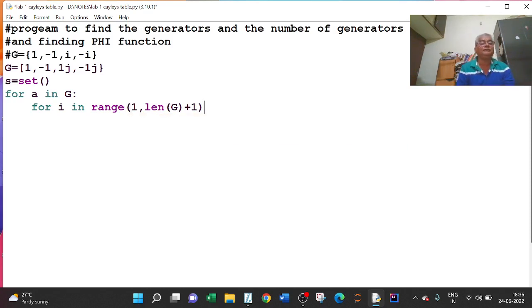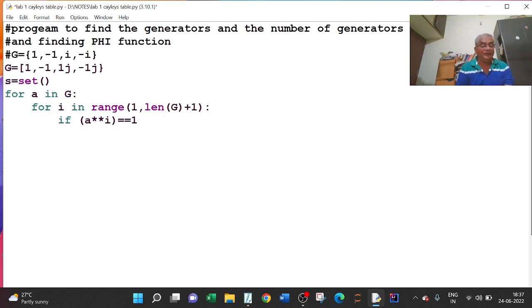Because if I use a for loop, it starts from 1 and takes values up to 1 less than the end, so I have to go up to 4 times here. Therefore I have to take 4 plus 1, that is length of G plus 1. We have to put a colon here. Then I will check if A to the power of I is equal to the identity element. In this case, the identity element is equal to 1.